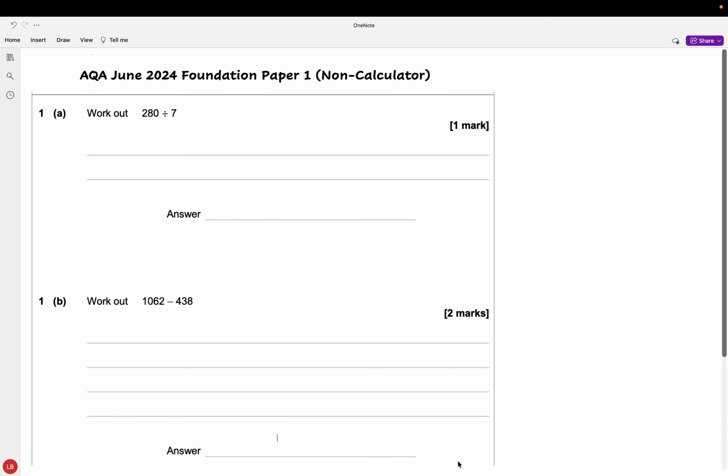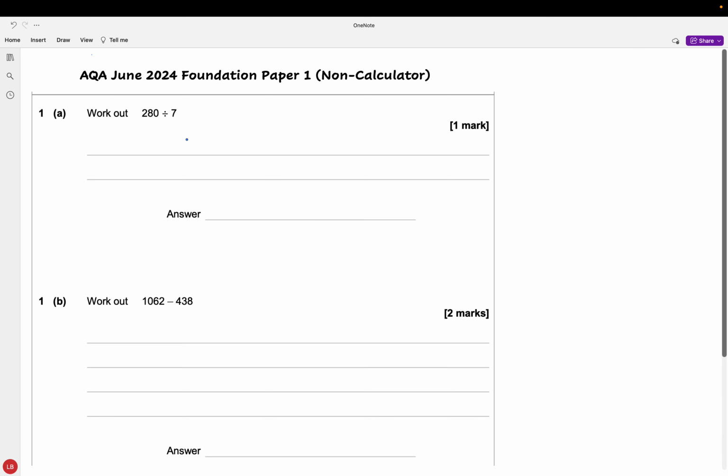Hi, on this series of videos we're looking through the AQA June 2024 Foundation Paper 1, a non-calculator paper. And this short video is just looking at question 1, which starts with 280 divided by 7.